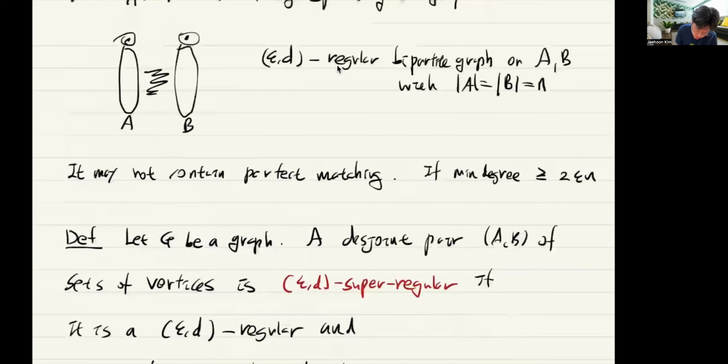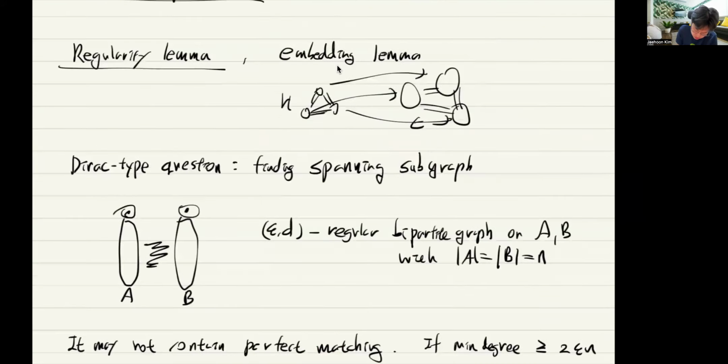Okay. So now a natural question is that just like we used the embedding lemma before, combined with the regularity lemma, to find a small subgraph in G so that we can deal with the extremal number problem, can we prove something that can be combined with the regularity lemma so that it helps us to find a spanning subgraph? Indeed, there is a lemma called the blow-up lemma.